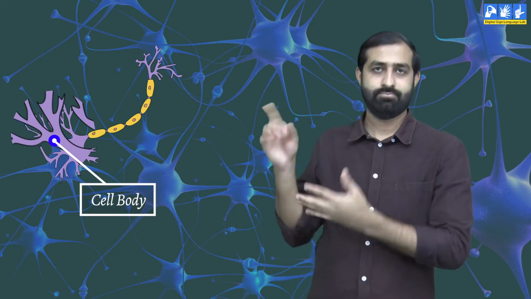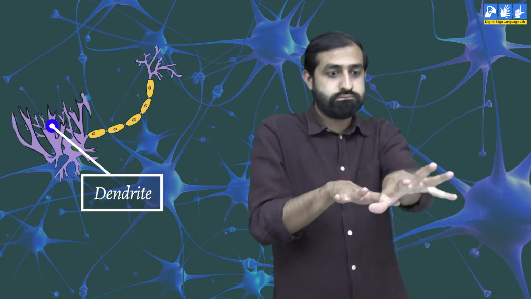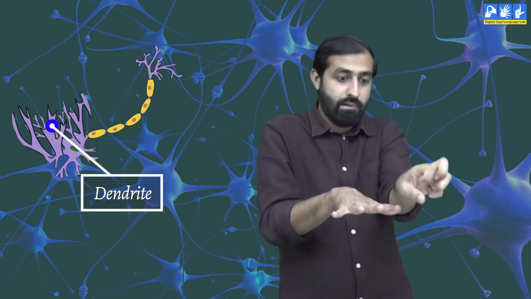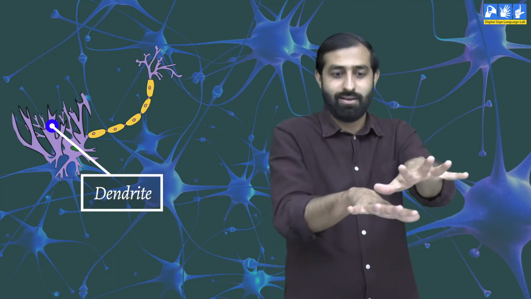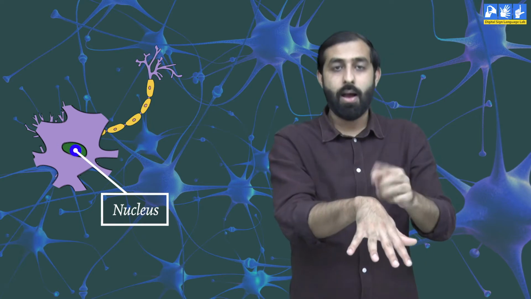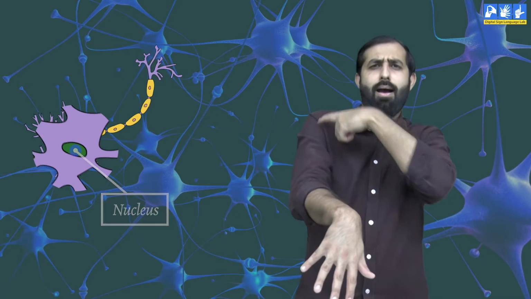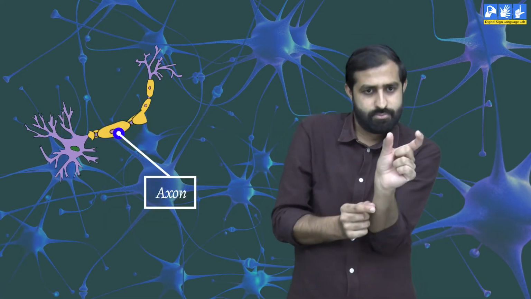The cell body is the spherical part of the neuron that contains the nucleus and connects the dendrites. Dendrites are tips of the nerve cells. They are tree-like extensions at the beginning of a neuron that help increase the surface area of the cell body, and they bring information to the cell body. The cell body contains the nucleus of the cell that controls and regulates the activities of the cell.